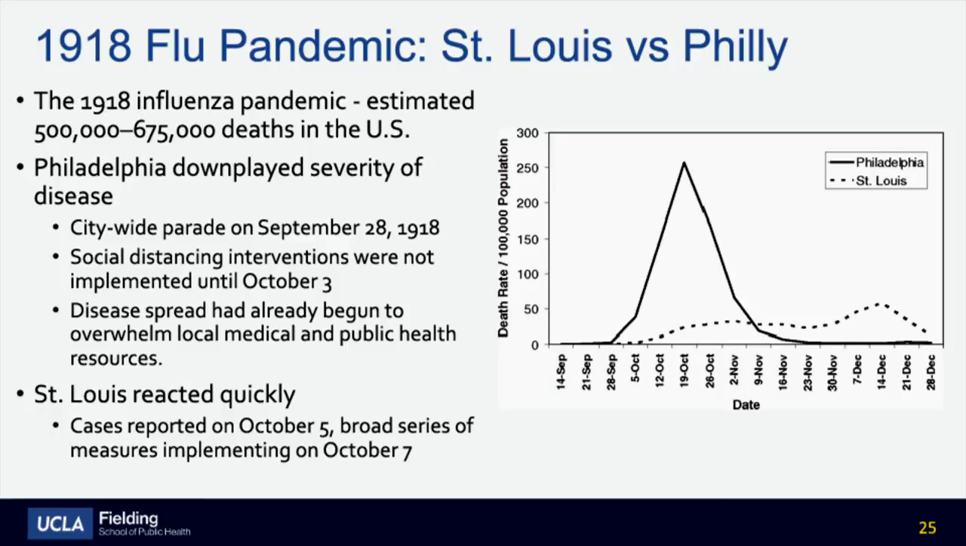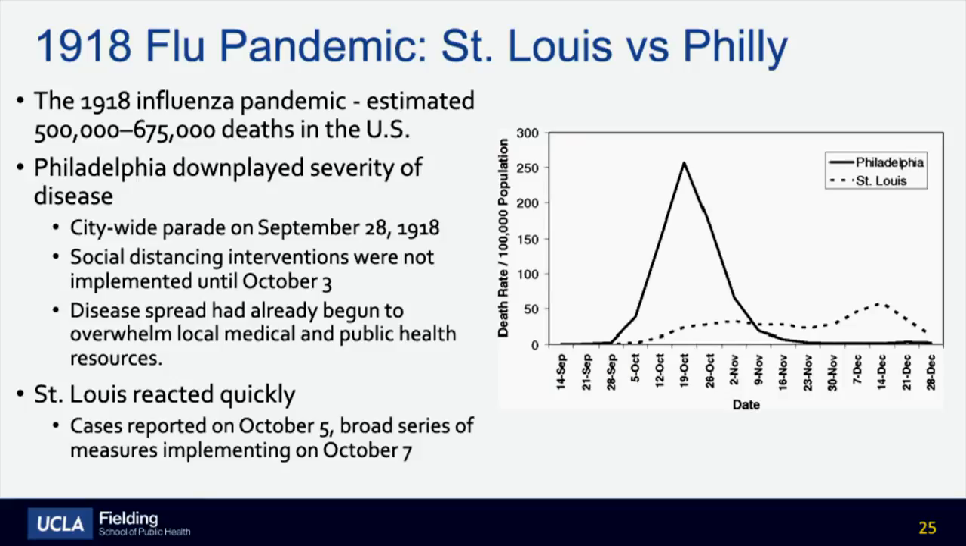The key here is that during the 1918 flu pandemic, Philadelphia hosted a parade at the end of World War I, and that citywide parade was actually a very important moment. The city downplayed the severity of disease, they held this parade, and they were not careful about social distancing interventions. Social distancing interventions were not put in place until a few weeks later.